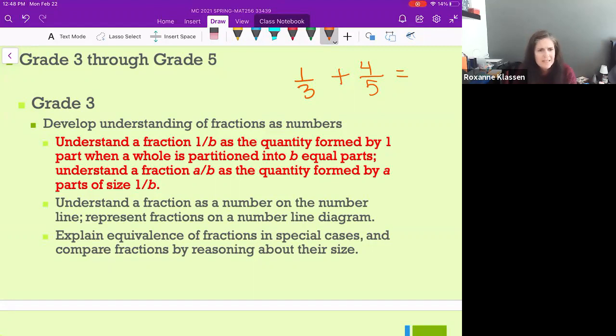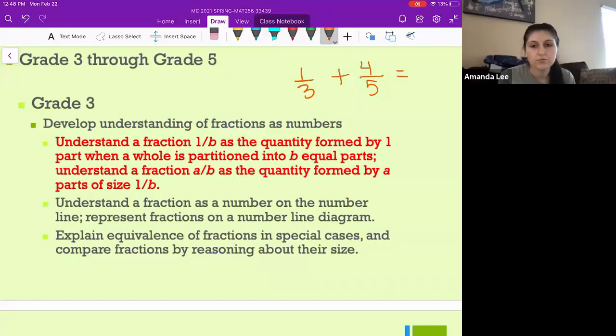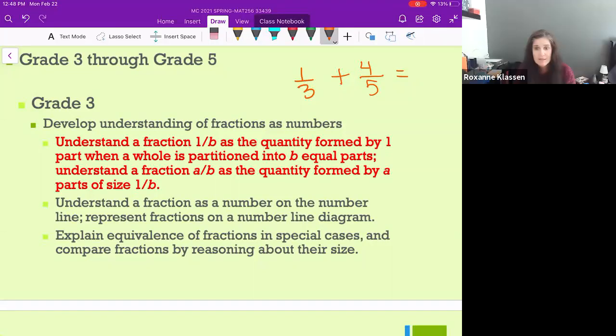Okay, so what could my conjecture be? Well, I know that 1/3 is a little less than 1/2, and I know that 4/5 is almost 1/2, right? So if I combine them, where should my answer be? What two numbers should my answer be between? Between 1 and 2. Yeah, it should be between 1 and 2, right? I better get an answer between 1 and 2. I shouldn't get an answer less than 1, and I shouldn't get an answer bigger than 2.